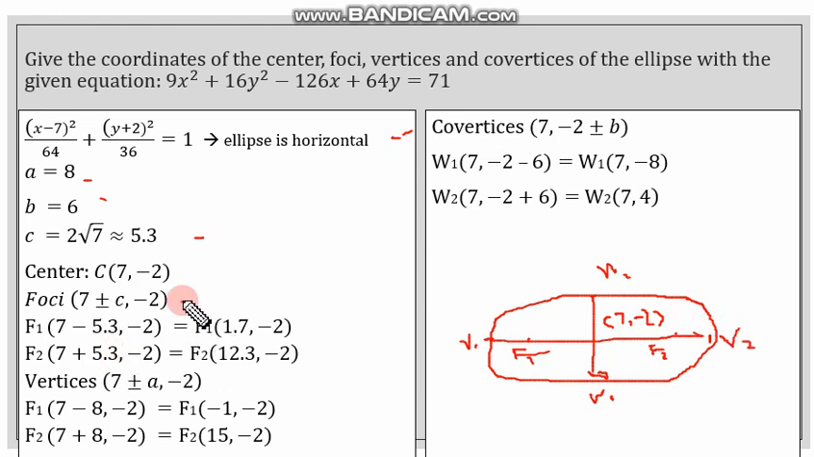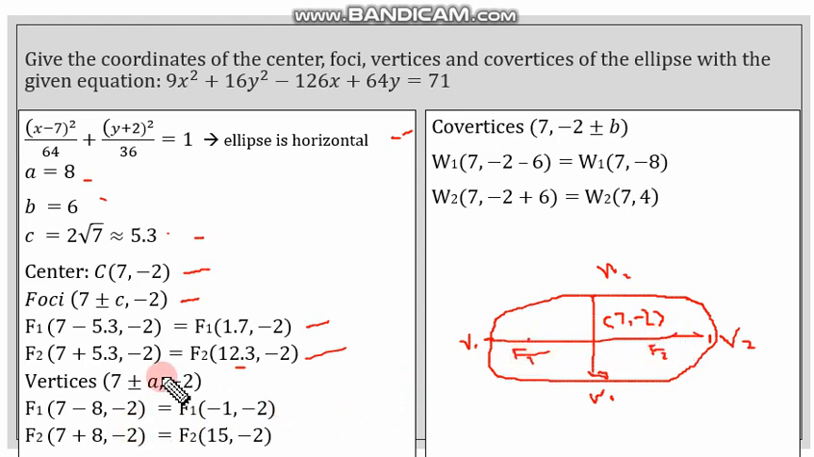So let's start with the foci. Remember, our center is at 7 and negative 2. Since our foci lie horizontally, we will add and subtract the value of c to the x-coordinate of the center. So 7 plus or minus c and then negative 2. So 7 minus 5.3 is 1.7 and negative 2. While for focus 2, 7 plus 5.3 is 12.3 and then negative 2. That's for focus 1 here and focus 2.